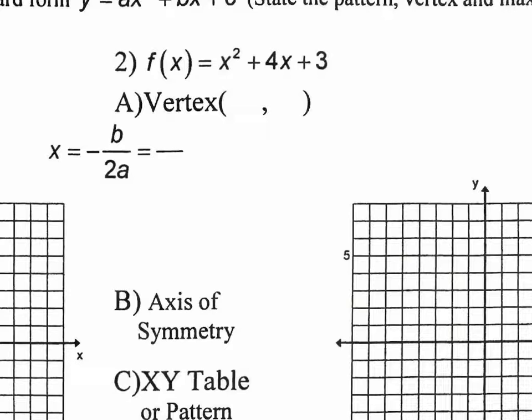Now, notice that they give you the vertex formula right here. There's one thing I kind of dislike about this formula. I am so used to writing the negative up here on the B. But if you want, you could leave it out there in the front. But anyway, here's your formula. X equals negative B over 2A.